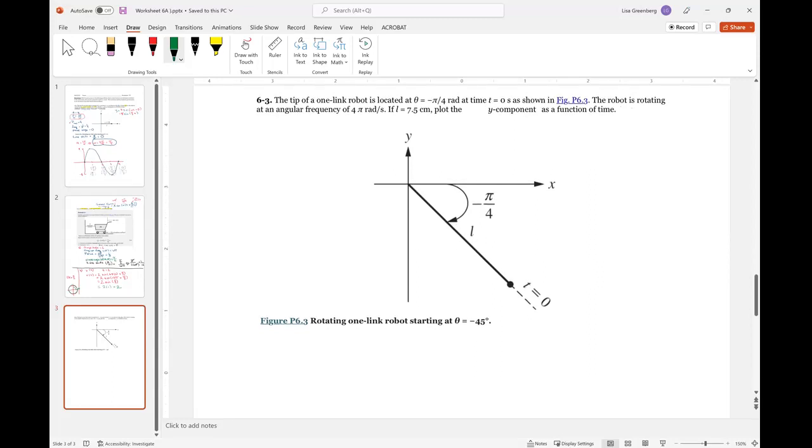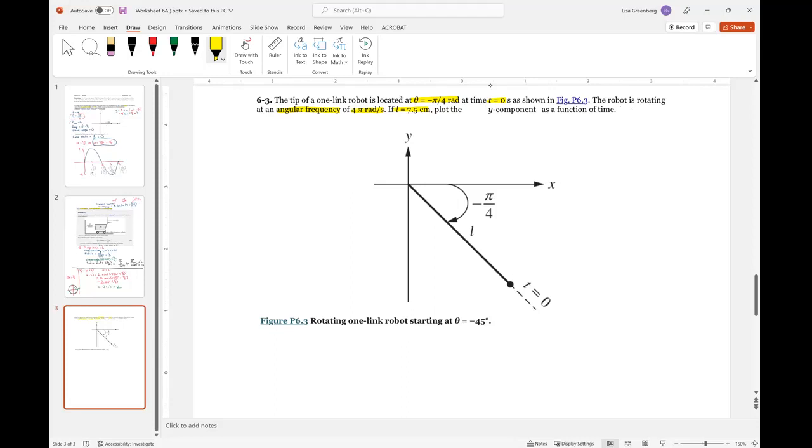Number 3. All right. So the typical one-link robot is located at minus pi over 4 radians at time t equals 0. Oh, this is a little different. So let's make sure we remember. Theta equals minus pi over 4 at t equals 0. The robot is rotating at an angular frequency of 4 pi radians per second. And we know L equals 7.5 centimeters. So we want to plot the y component as a function of time.